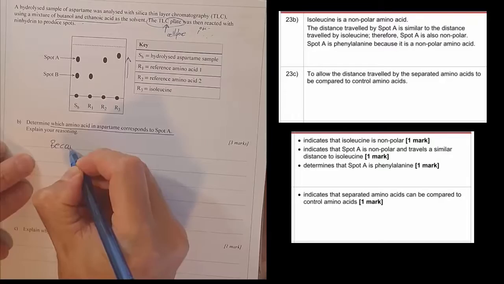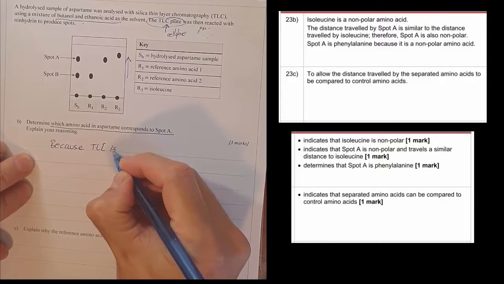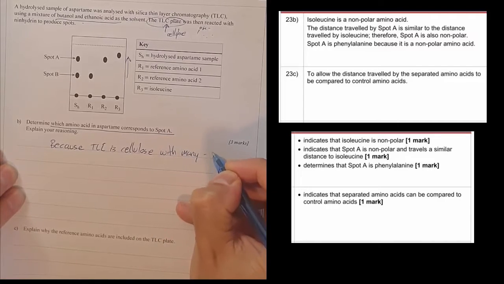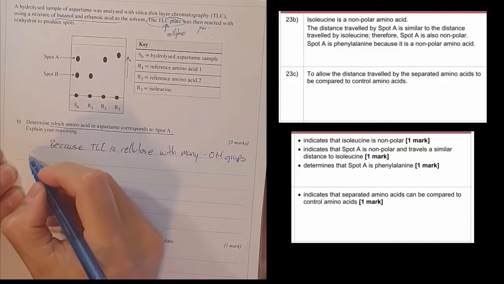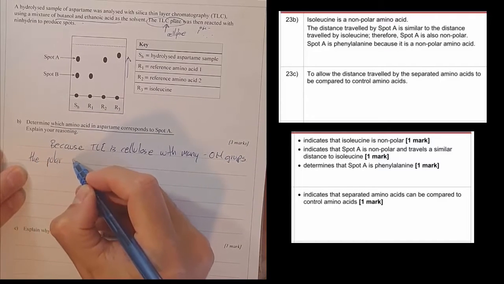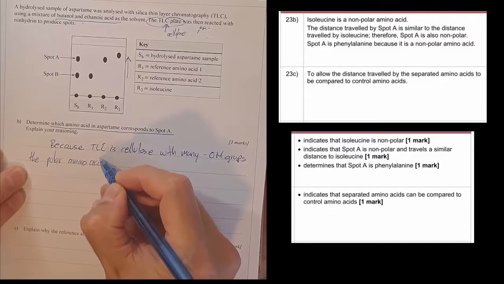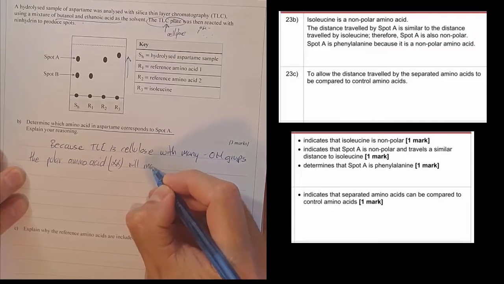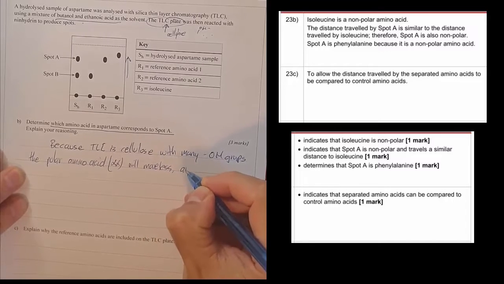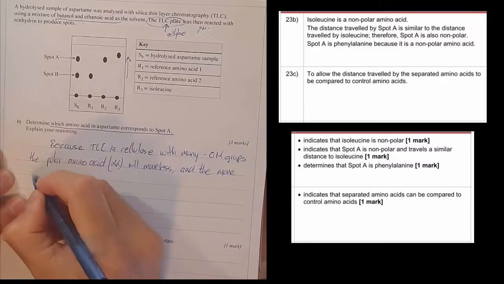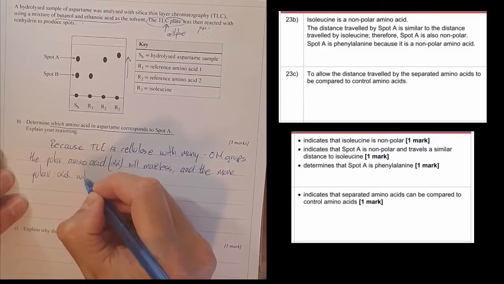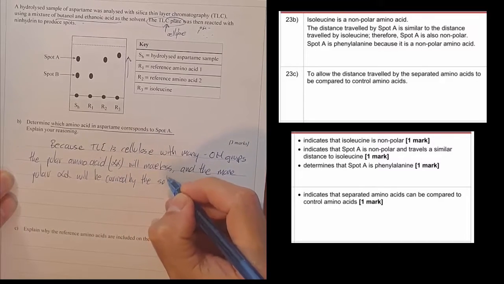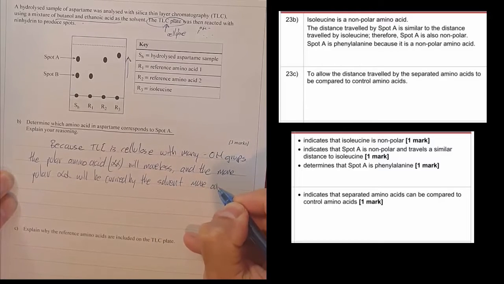So I'm just going to say because TLC is cellulose with many OH groups, the polar amino acid, that's the shorthand, will move less, and the less polar amino acid will be carried by the solvent more, and therefore spot A.